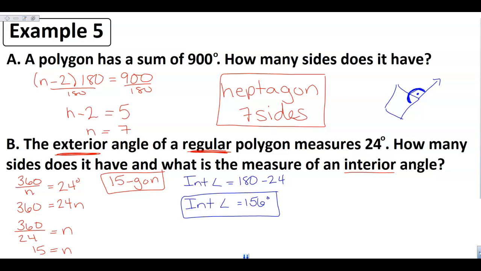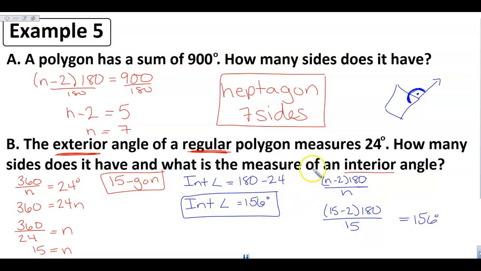The other way that we could set this up is to say, okay, my formula is n minus 2 times 180, and I divide that by n. Well, we just found that we had a 15-gon, so we're going to do 15 minus 2 times 180, divide that by 15, and that will give us 156 when we put that all in the calculator. So does that make sense? You can do it either way.